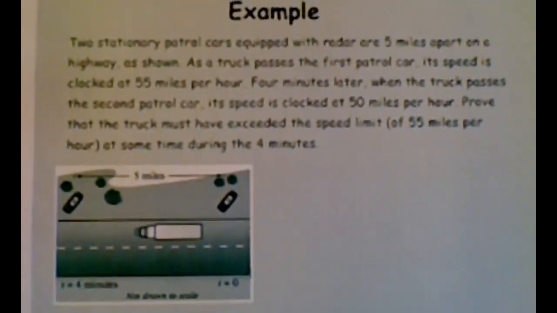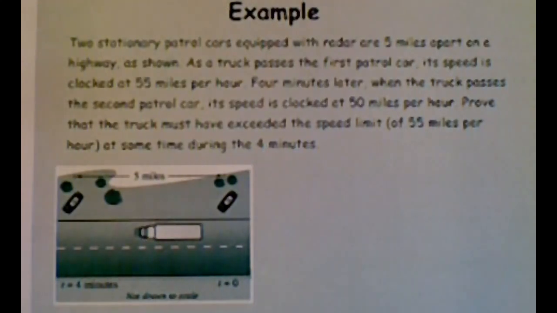So why might I ever want to apply that? Two stationary patrol cars equipped with radar are 5 miles apart on a highway, as shown. As a truck passes the first patrol car, its speed is clocked at 55 miles per hour, so it's not speeding. 4 minutes later, when the truck passes the second patrol car, its speed is clocked at 50 miles per hour, also not speeding. Prove that the truck must have exceeded the speed limit of 55 miles per hour at some point during the 4 minutes.